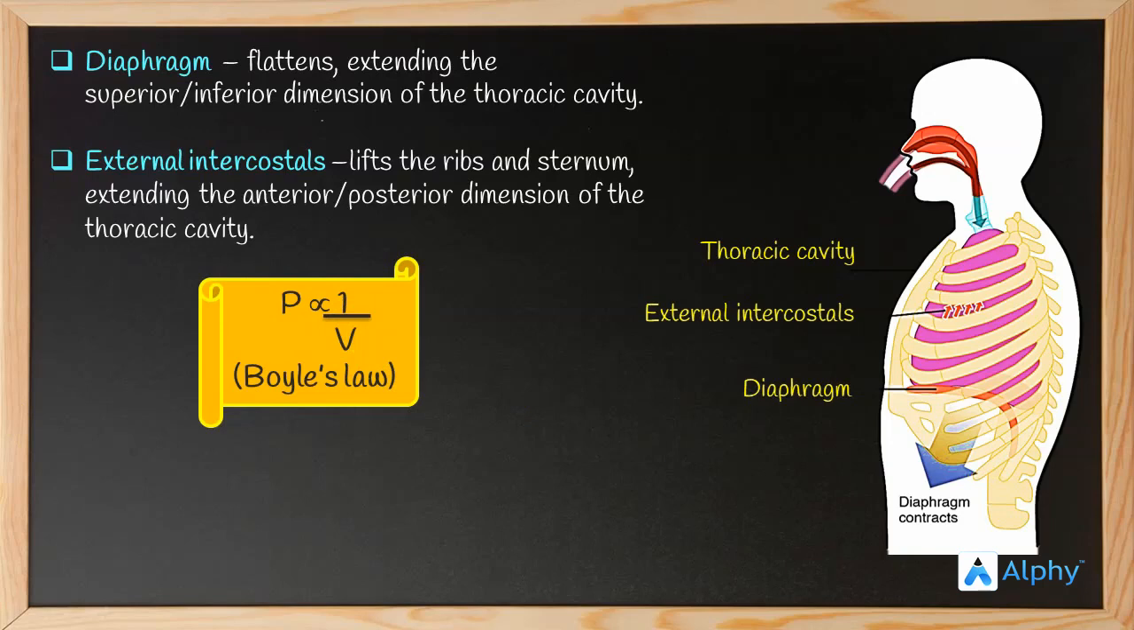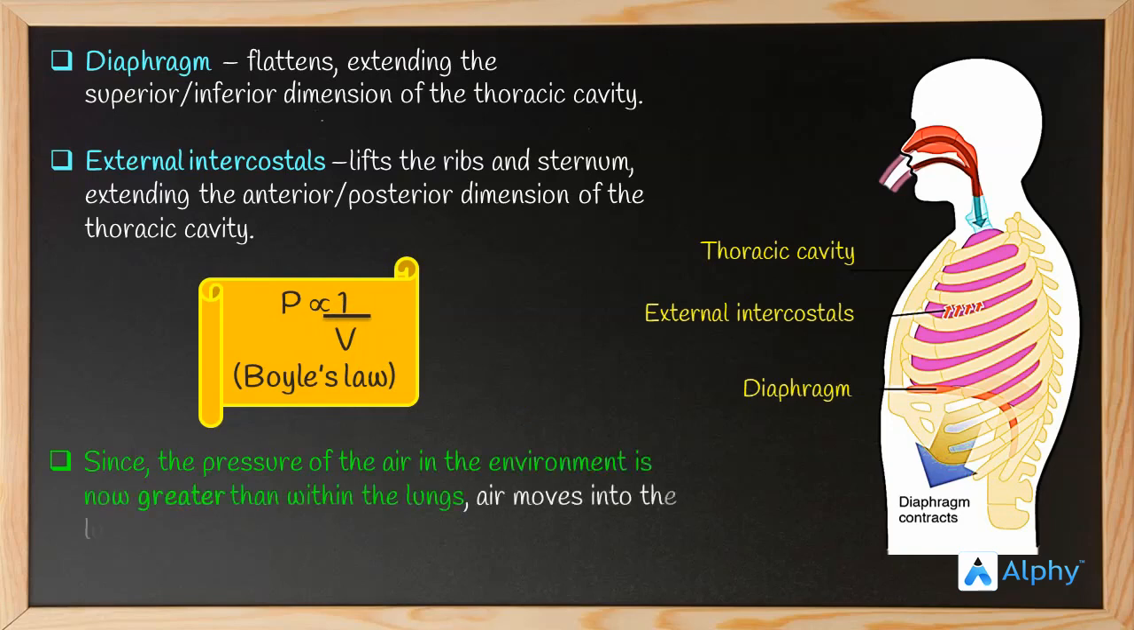As per Boyle's law, since the pressure of the air in the environment is now greater than within the lungs, air moves into the lungs down the pressure gradient. Since the volume of the thoracic cavity has increased, the pressure of the gas inside the lungs decreases.